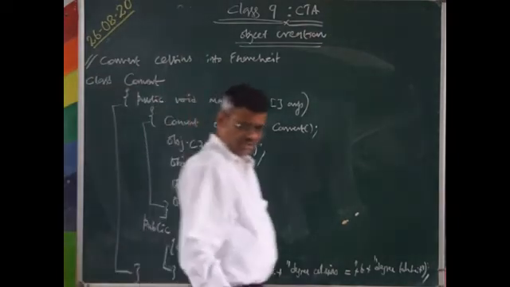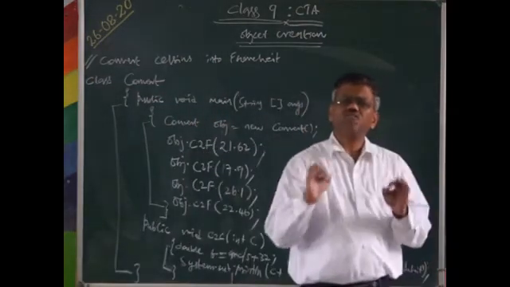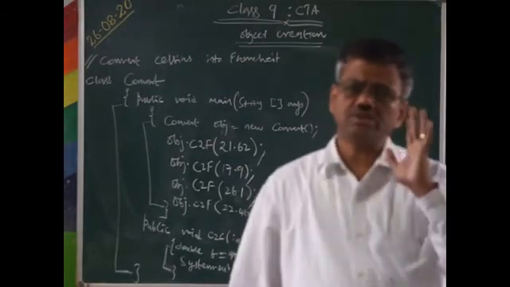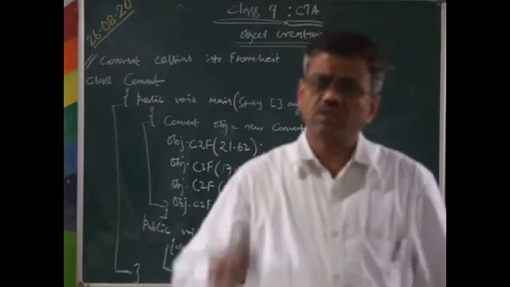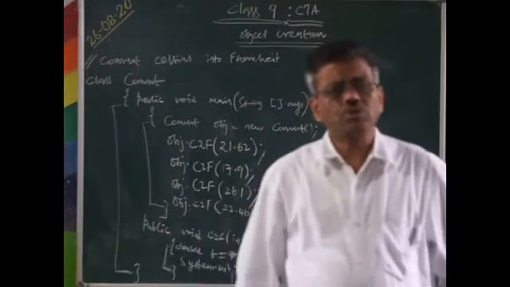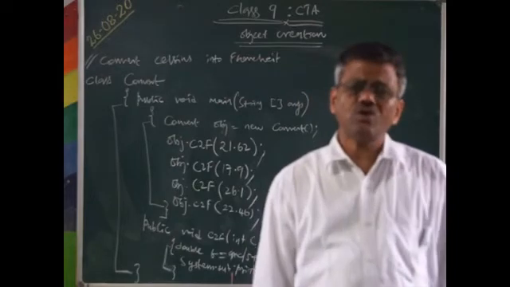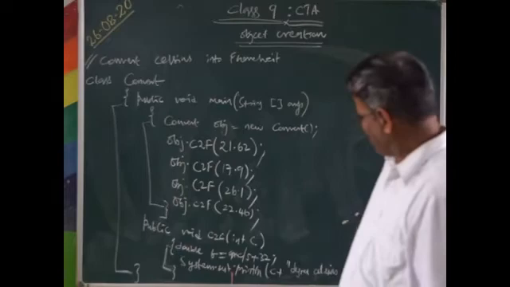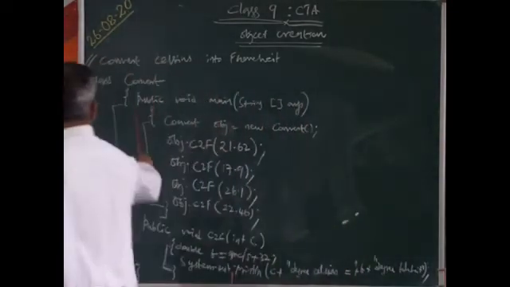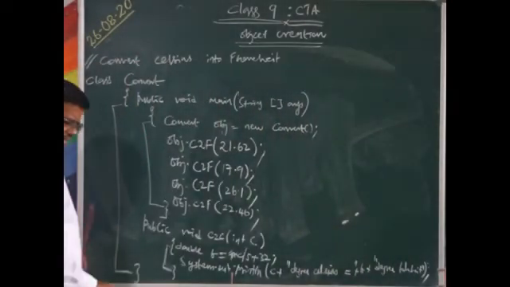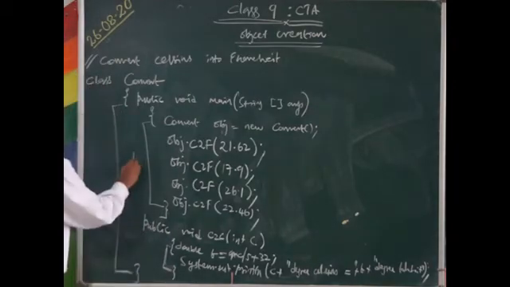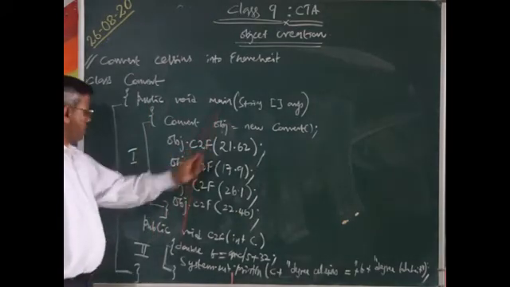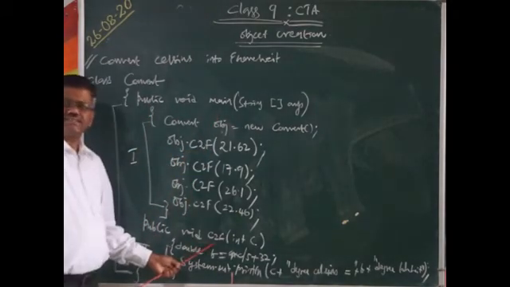Please note, boys and girls, I am going to explain fragment by fragment, part by part, word by word. Please understand this. If you can understand this, the following programs will be very, very easy to understand. Please listen carefully. I have a class called Convert. This class is divided into two methods. The first method is called main. The second method is called C to F.